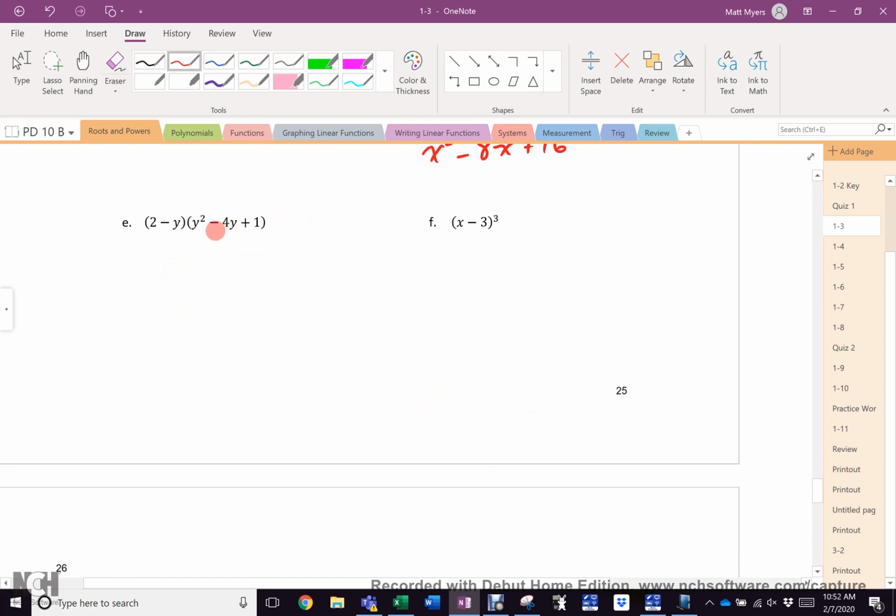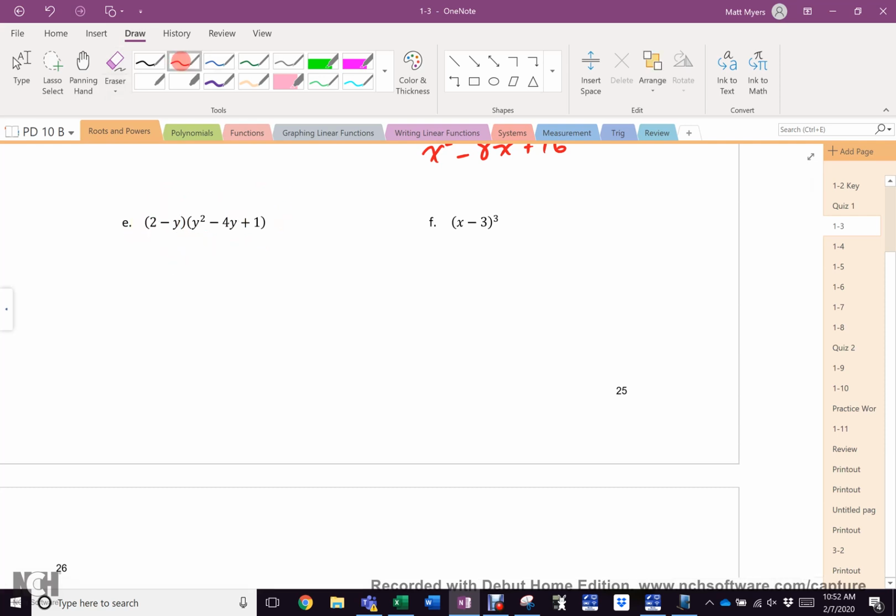Uh-oh. Mr. Myers, you totally didn't show us this. Except I did, right? Because this is just what is wrong with saying FOIL. Why can't I say FOIL here? Because there's more stuff than first, outside, inside, last. But what can I say? I can distribute, which is what is really happening. So what happens with the 2? It distributes all the way through. What happens with the negative y? It distributes all the way through. And then what will I do? I will collect my like terms.